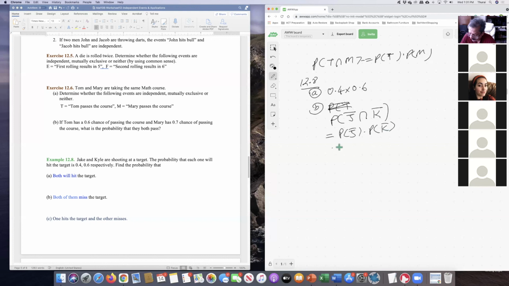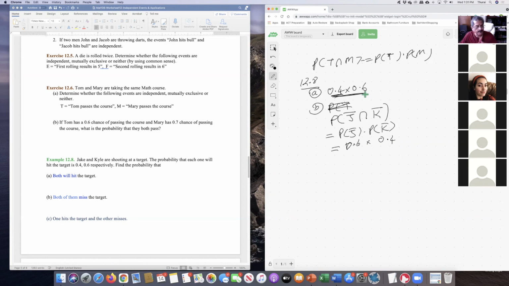I think the answer is 0.24. Yeah, J bar is 1 minus 0.4, which is 0.6, and K bar is 0.4. So it's going to be the same answer as this. I didn't do it like that. I don't understand the way you did it, really. Okay, do you understand this?